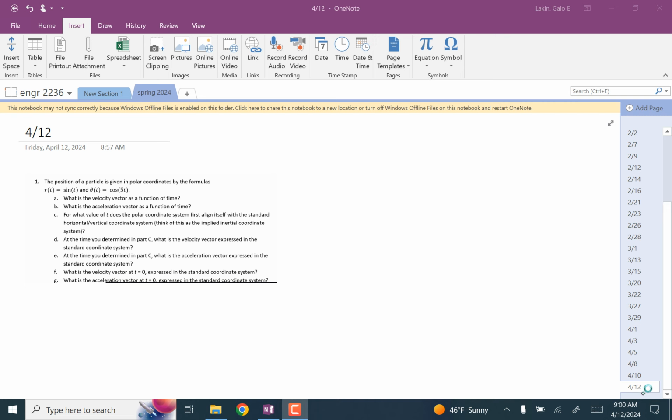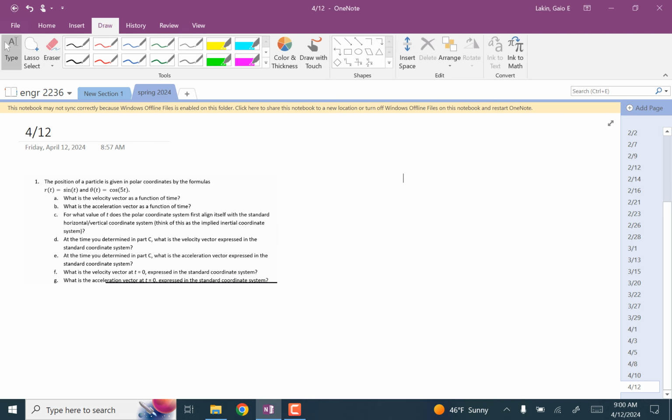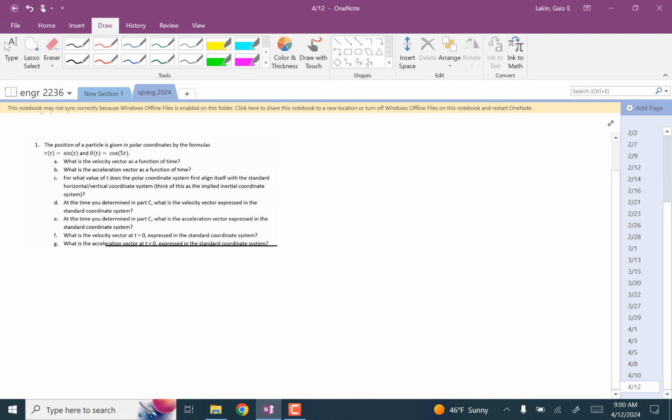All right, so this was the problem that was assigned. And it's a polar coordinates thing. It says, okay, so r is sine of t, and theta is cosine of 5t.